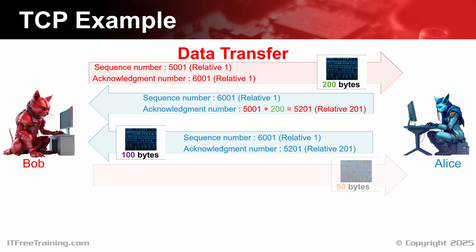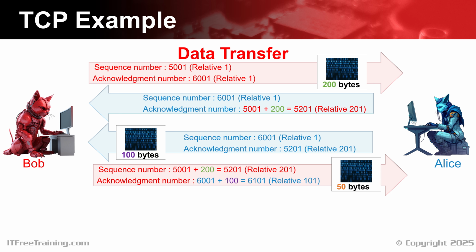To do this, Bob will send a message to Alice. Notice that this message has 50 bytes of data in it. The TCP protocol allows you to send data at the same time as sending acknowledgements. Bob has sent 200 bytes previously, thus his sequence number will have 200 added to it. Since the additional 50 bytes has not been acknowledged as yet, the sequence number will only include the first 200 bytes. Since Bob has received 100 bytes, the acknowledgement number will be increased by 100.